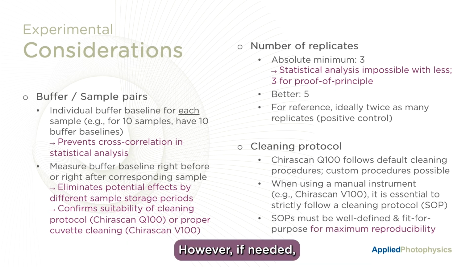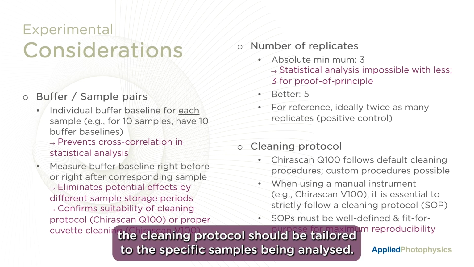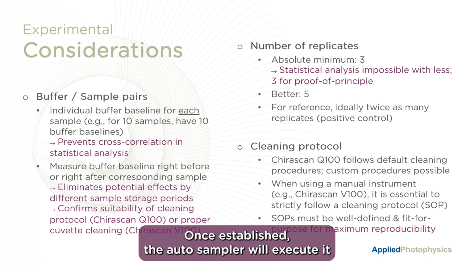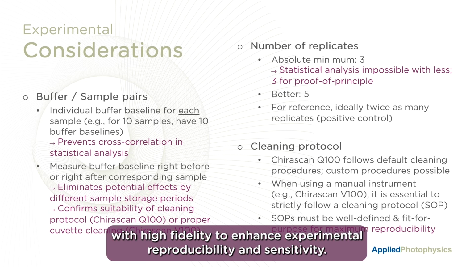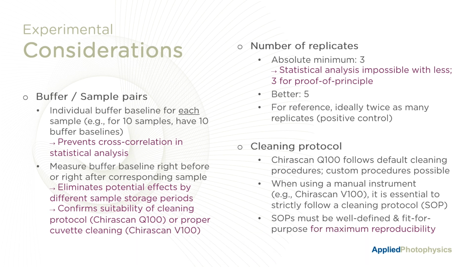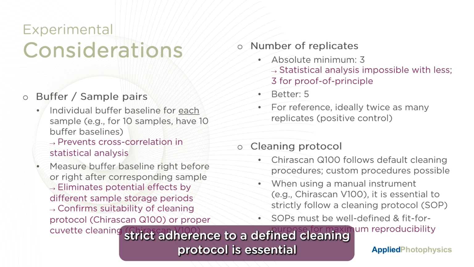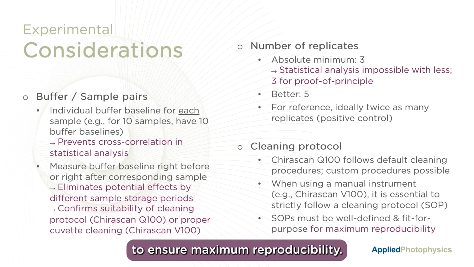However, if needed, the cleaning protocol should be tailored to the specific samples being analyzed. Once established, the autosampler will execute it with high fidelity to enhance experimental reproducibility and sensitivity. When using a manual system, such as the Chiroscan V100, strict adherence to a defined cleaning protocol is essential to ensure maximum reproducibility.